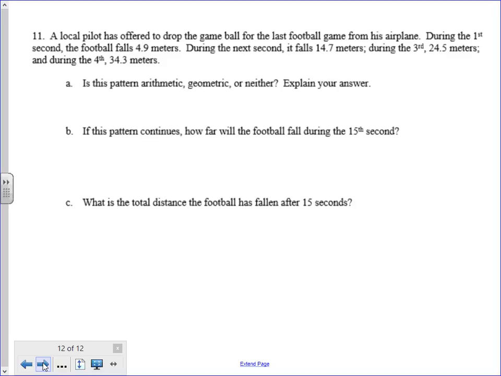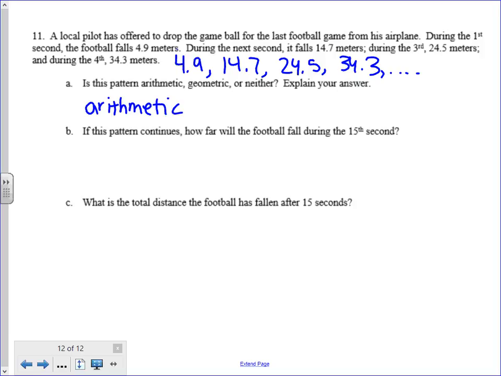Well, I'm going to list all those numbers out in order like we would a sequence. So we start with 4.9, then the next second was 14.7, then I have 24.5, and 34.3. This ends up being an arithmetic sequence. Now you have to check, what's the common difference, what's the common ratio? Well, remember, to find the common difference, I take the second number minus the first number. When I do that, I get 9.8.